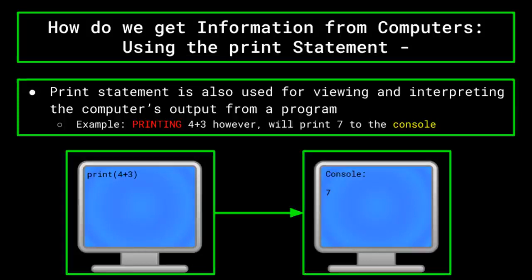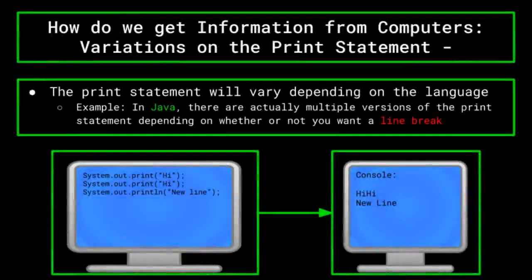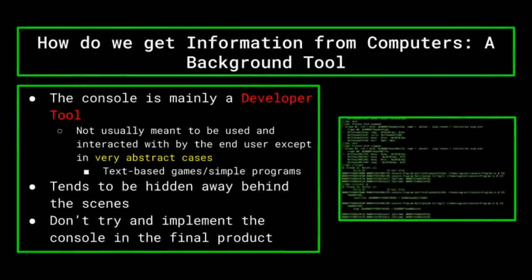It is important to note that the print statement varies depending on the programming language being used. For example, in Java, there are multiple versions of the print statement depending upon whether you would like a line break after the printed text or not, as well as specialized print statements which make your code run more efficiently. Also, the general syntax of using a print statement and certain nuances of its function can change between languages. However, you can generally rely on it to carry out the same overall function, as it is a foundational statement for programming in general. All of its functionality makes the print statement, along with the console, a very useful developer tool. However, it is important to remember that that is all it is, a developer tool.